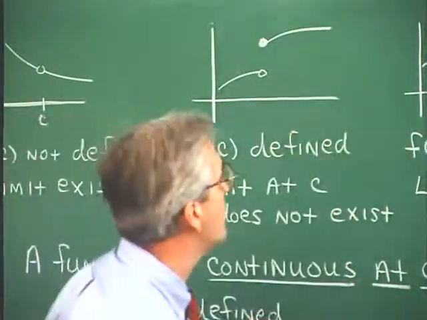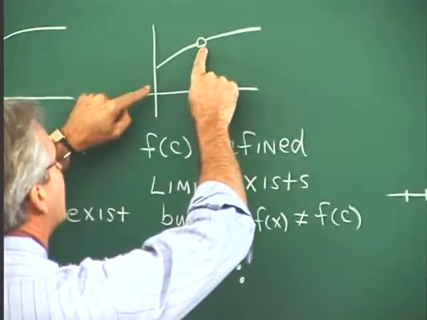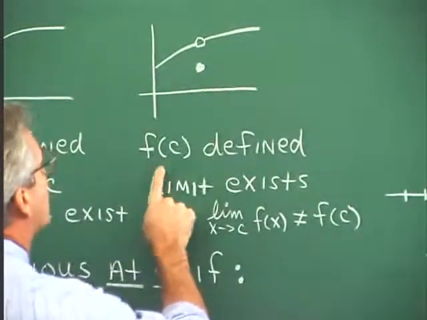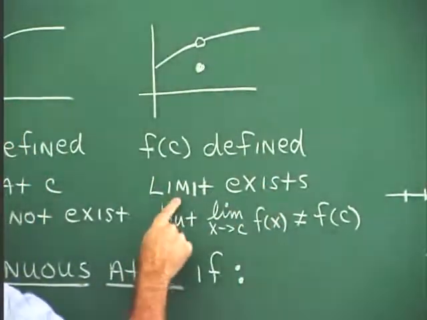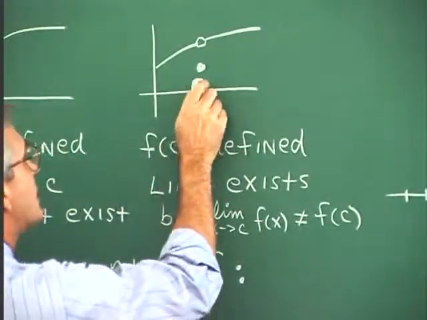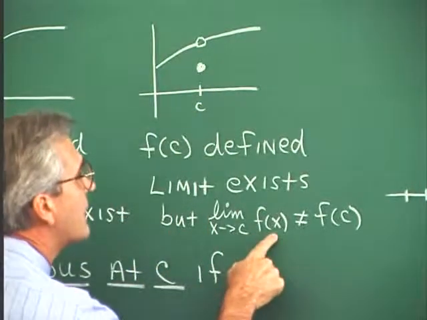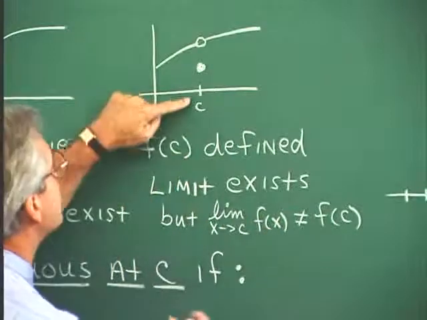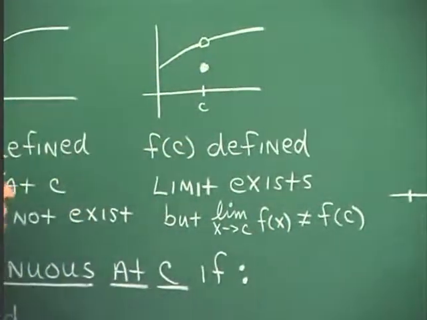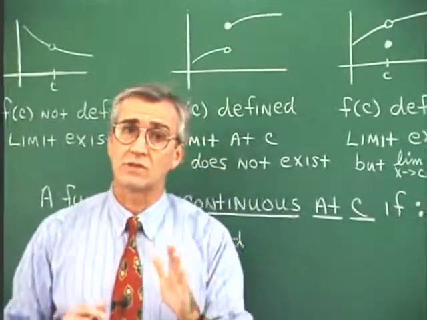Okay, and on this one, f of c is defined. You see the graph kind of has a hole in it, but that point is just in another position on the graph. And so f of c is defined. The limit does exist, but the limit as x approaches c, and the c is understood to be here, the limit as x approaches c of f of x is not f of c, because f of c is that point. You see, so these are situations involving discontinuity, or where the function is not continuous at a certain point.